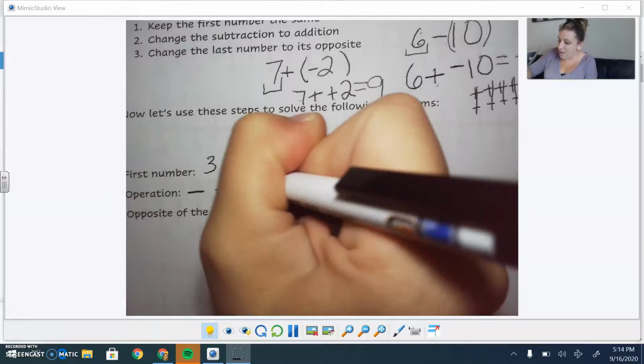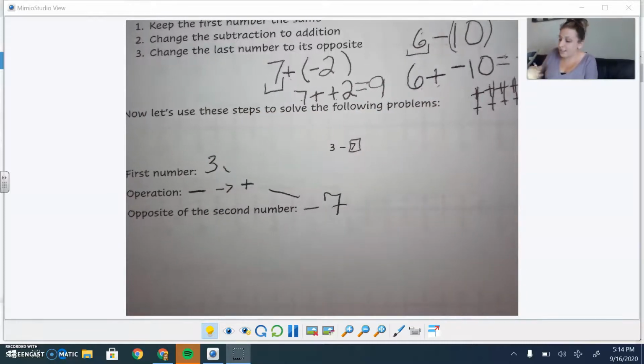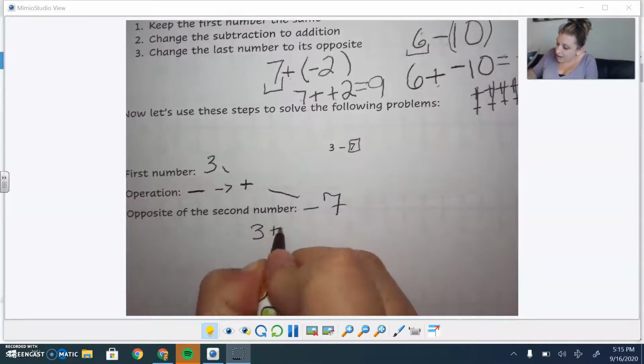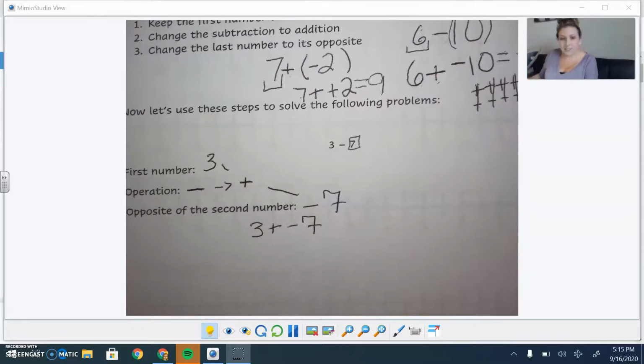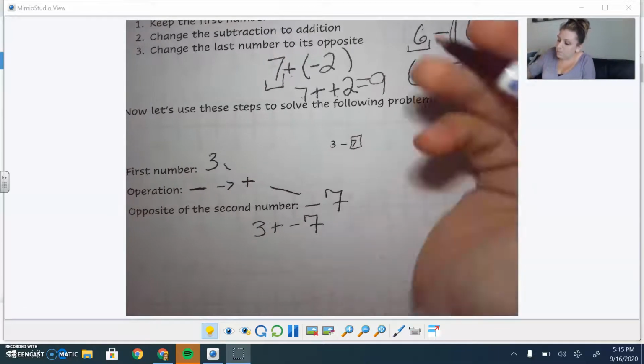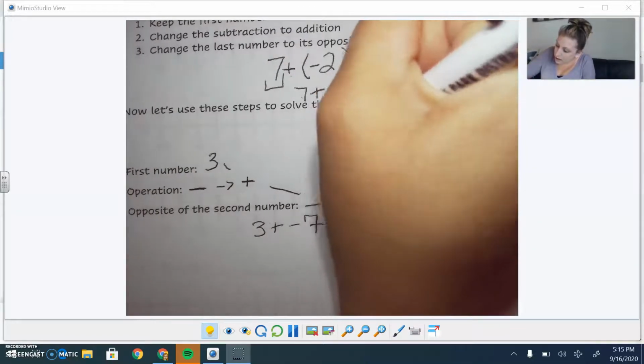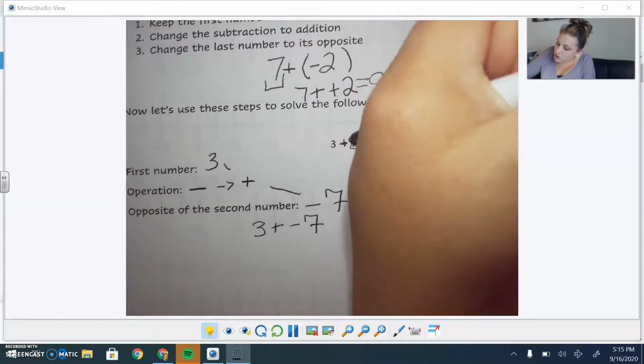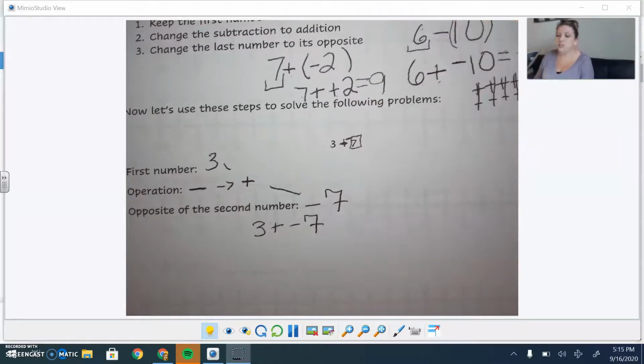So right here you have boom, boom, boom. That is going to be your new expression that you're going to work with here. 3 plus negative 7. Keep, change, change. Keep the first number the same. Change the subtraction to addition. And change the second number to the opposite.